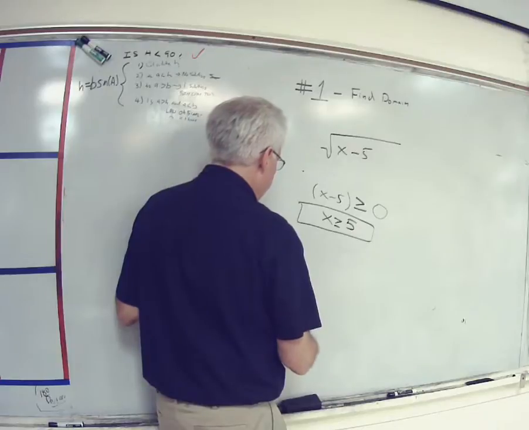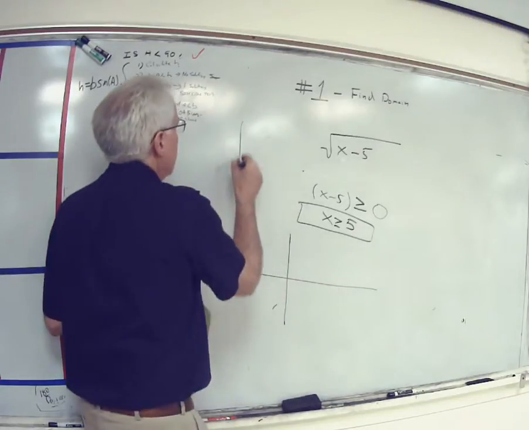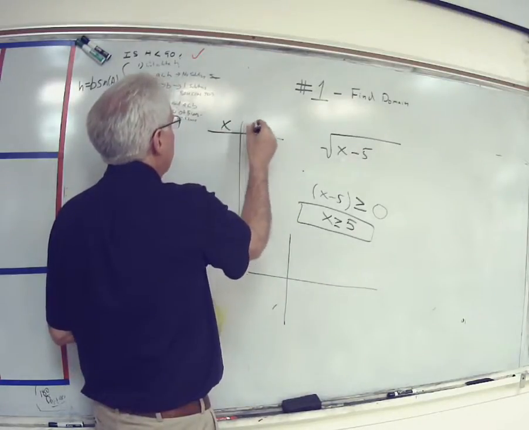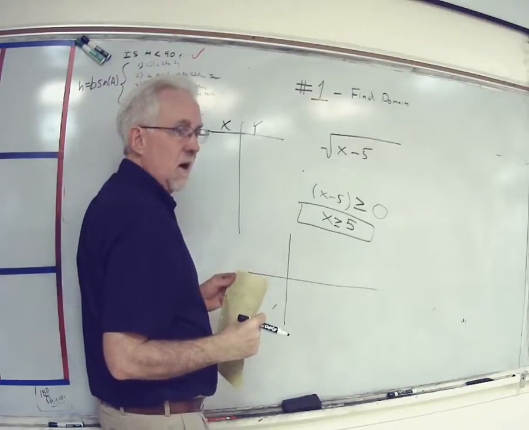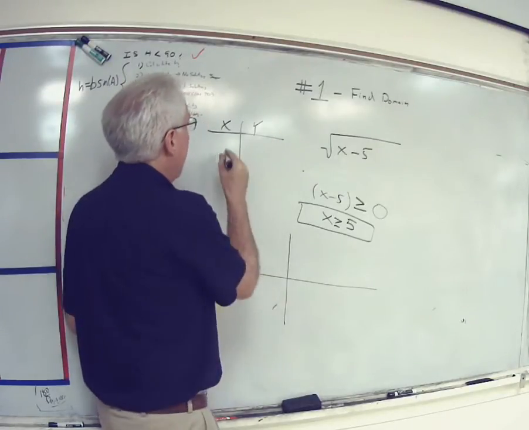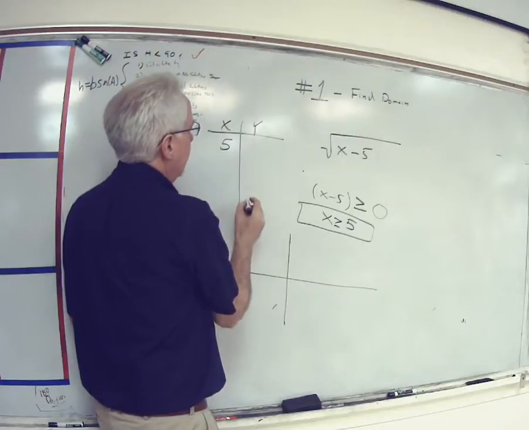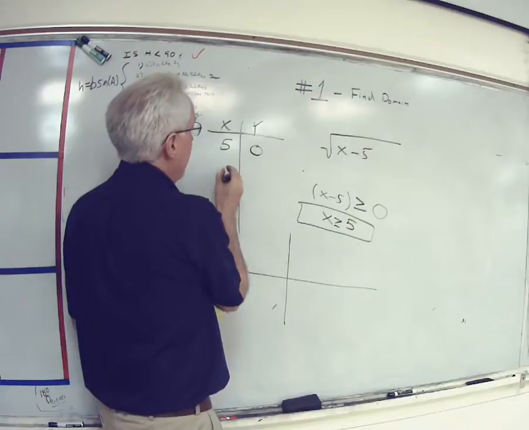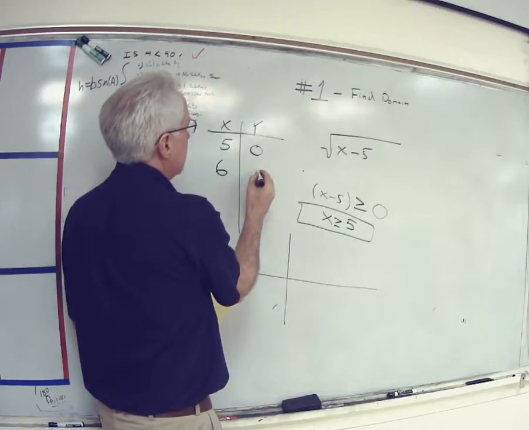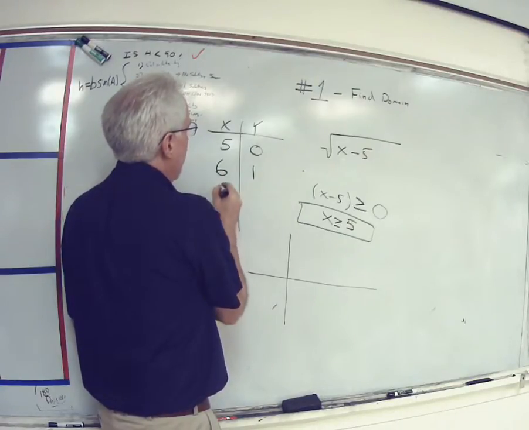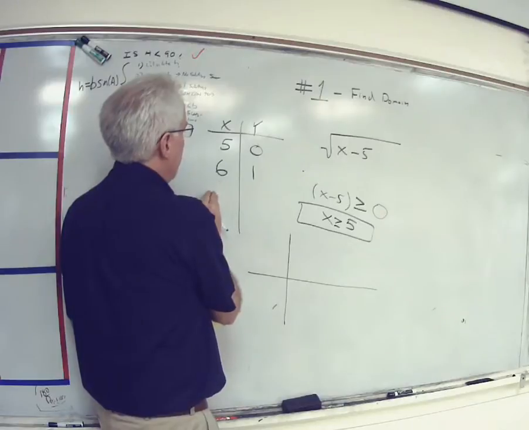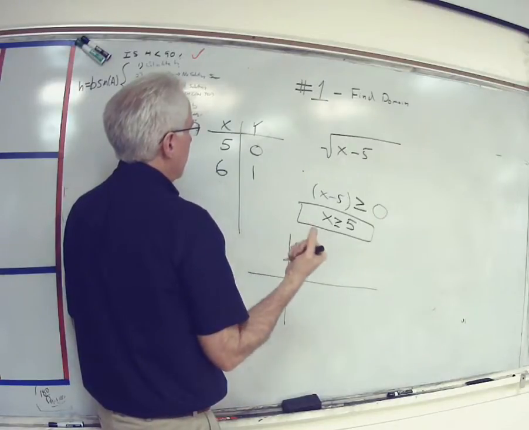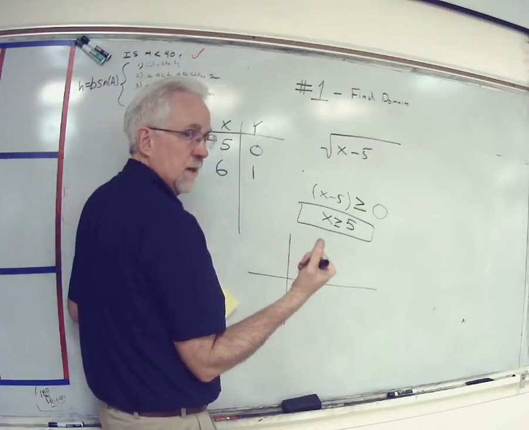So if I'm going to graph this, and I'm going to create a table, x and y, where do I need to start? At 5. And at 5, y is 0. Then 6 would be a good one: 6, 1. And then I want to go up to 4, so I would say 9. Was that right? What would I do?